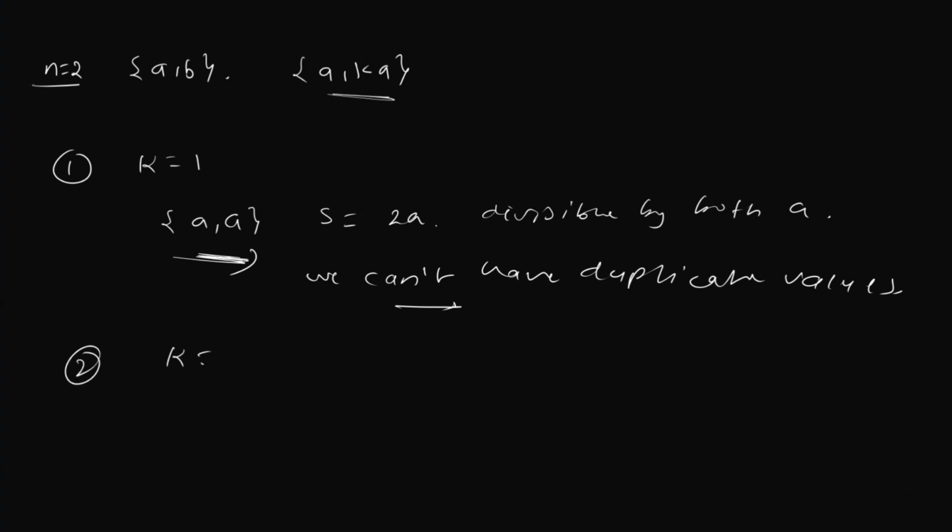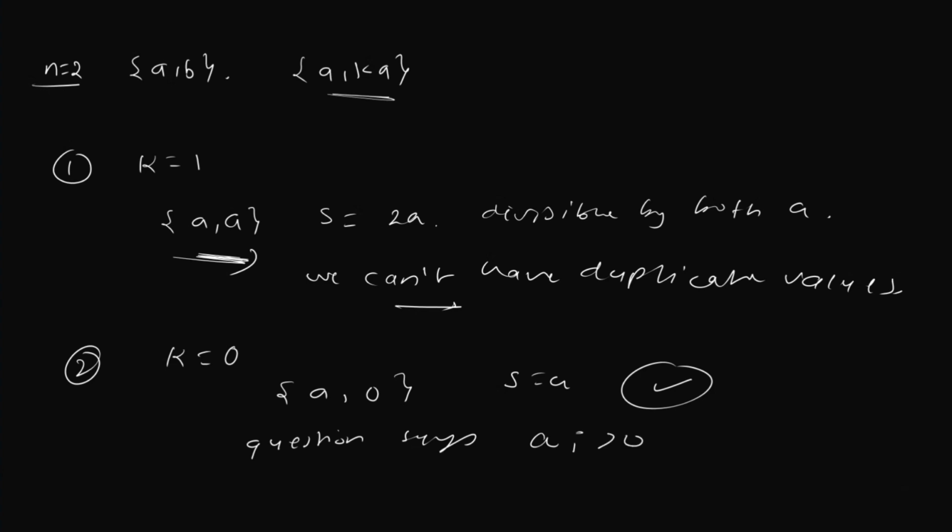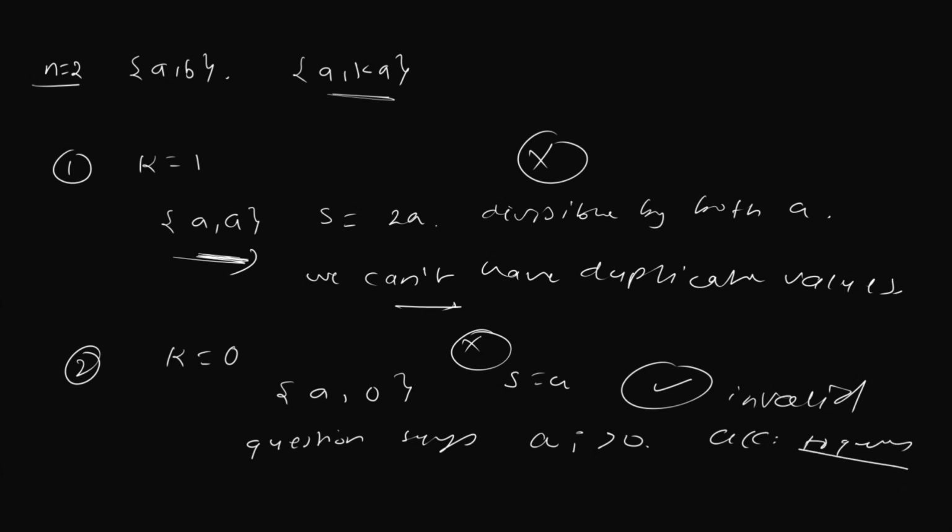Let's suppose what happens when we have 0. So our array would become a comma 0. Here also the sum would be a, and this also satisfies. But our question says each element should be greater than 0. So this array also can't be. This is not valid. Invalid according to the question.